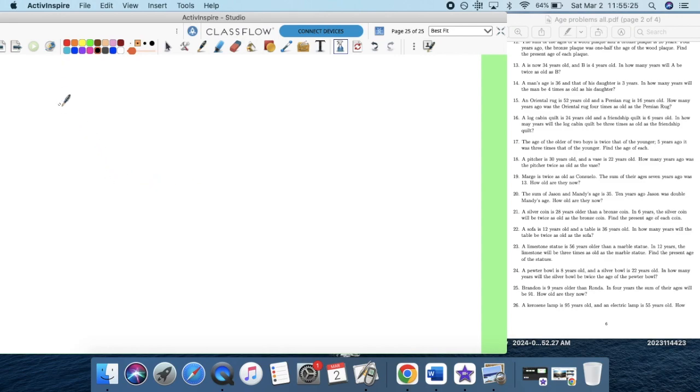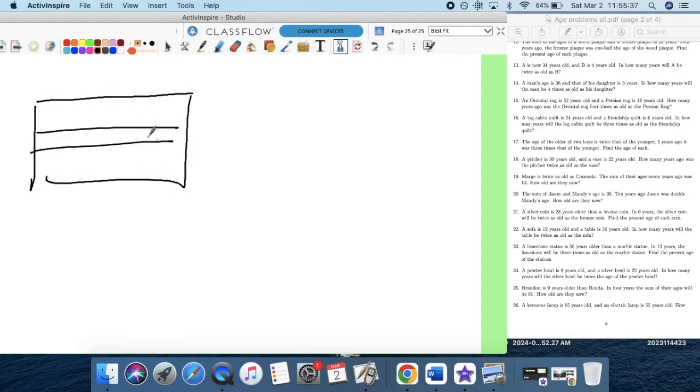Didn't we do this in class? We have a rug, an Oriental rug, and a Persian rug. How many years ago was the Oriental rug 4 times as old as the Persian rug? So this one we're looking for time. So let's do this. The Oriental rug is 52, so that is its age now. And the Persian rug is 16. Time, how many years ago?